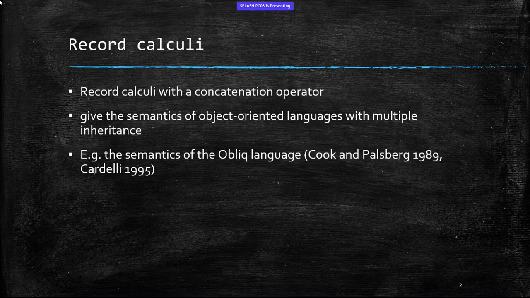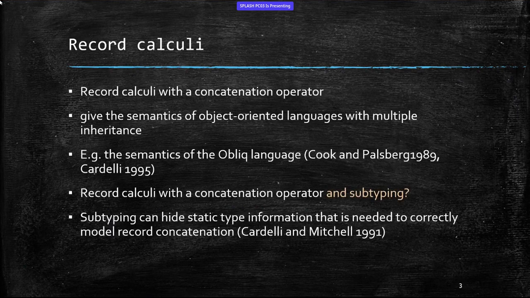In the late 80s and 90s, record calculi with a concatenation operator attracted people's attention because they can give the semantics of object-oriented programming with multiple inheritance. For example, they provide the semantics of the object-oriented languages observed by Cook and Palsberg in 1989 and Cardelli in 1995. At the time the record calculi were proposed, subtyping was not added.